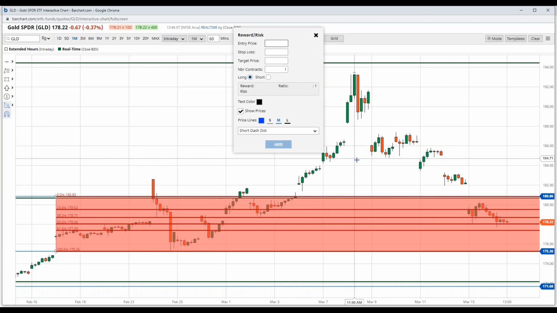So let's think about this. I'm going to buy halfway into this zone, and that level looks like it's around 178.05. So my entry is 178.05. Where am I going to stop myself out? Below that last Fibonacci level, which also corresponds with this low, this new low we'd be creating. And that value looks like it's around 175.26.